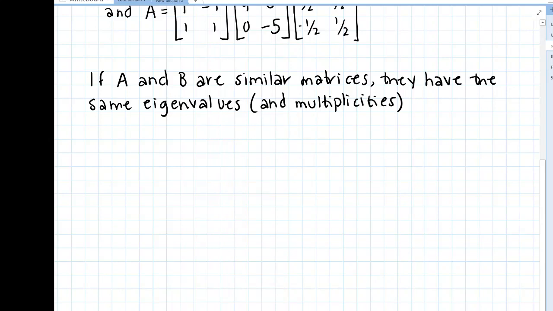I wanted to prove that for you because it's a nice proof. It's a matrix algebra proof, but it uses some different stuff that we've talked about in terms of how multiplying matrices works. I'm going to switch colors because I feel like this is getting a little boring. Let's do green. Okay, so let's say that we know that A and B are similar. That would mean that A can be written as P times B times P inverse.